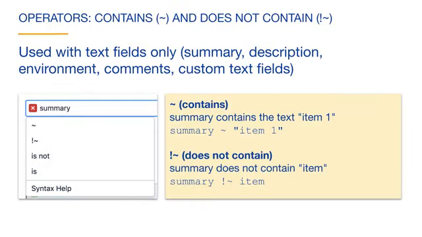The contains and does not contain operators are used with text fields only. Text fields include summary, description, environment, comments, and any custom text fields. In this example, our field is summary, and since it is a text field, the contains and does not contain operators are offered as options. This query finds issues in which the summary field has a value of item 1. We put quotes around the value because values with spaces must be surrounded by quotes. This query finds all issues where the summary does not contain the word item. Quotes are not required because this is a single string of simple text.